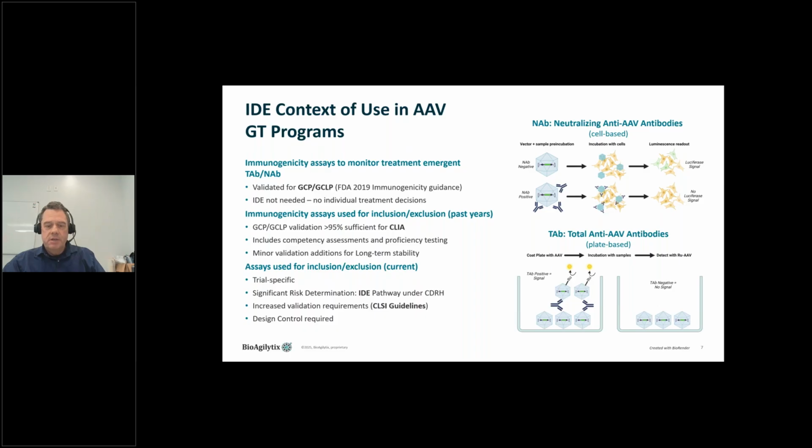And in these assays, an unlabeled capsid is coated onto a plate. The sample is incubated, and antibodies that may be in the sample against AAVs will bind to the capsid. And then the contents that are unbound are washed away, and then bound antibody is detected with a labeled version of the capsid.